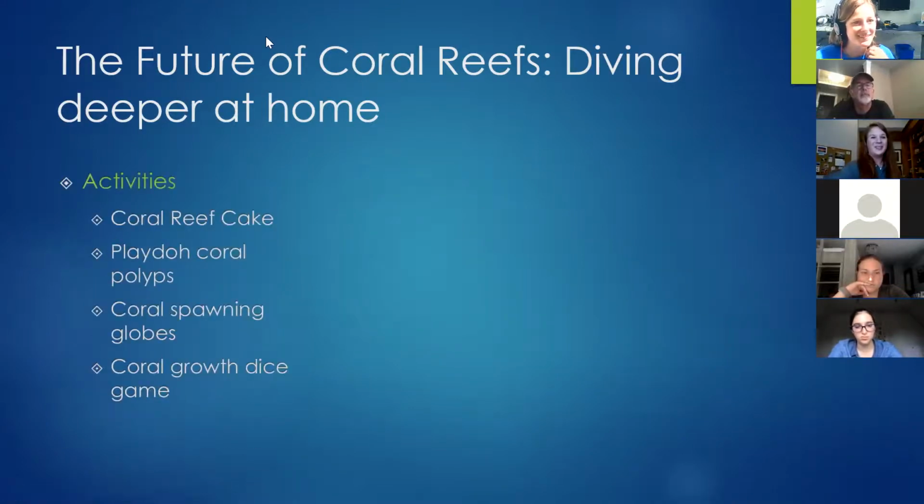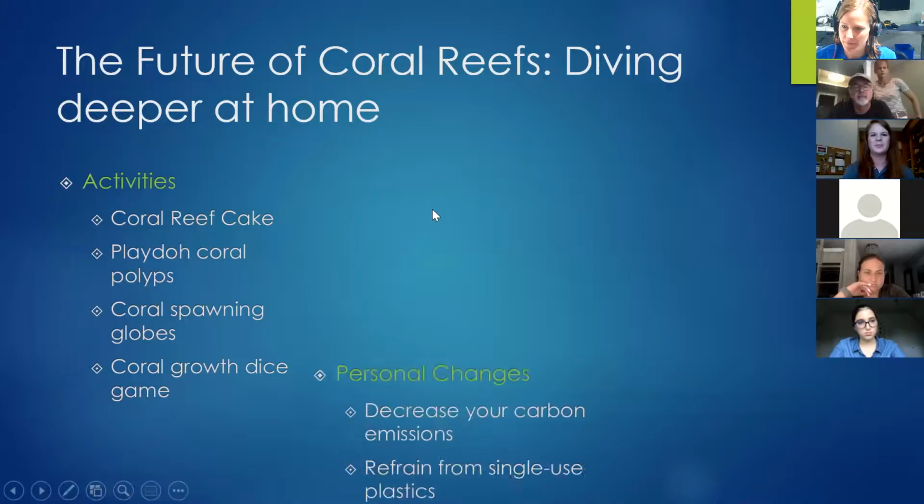So if you are interested in learning more and getting more involved, some things I would recommend. In the Broadreach newsletter, there's instructions for all of these activities. But I would make a coral reef cake because you get to bake a cake and make it like a coral reef and then eat it, which is awesome. We also have coral Play-Doh polyps, so you can make your own little polyp out of Play-Doh and make a colony by sticking all those polyps together. You're definitely never too old to play with Play-Doh. We also have spawning globes and coral growth dice game. So you can get more involved just doing these activities at home.